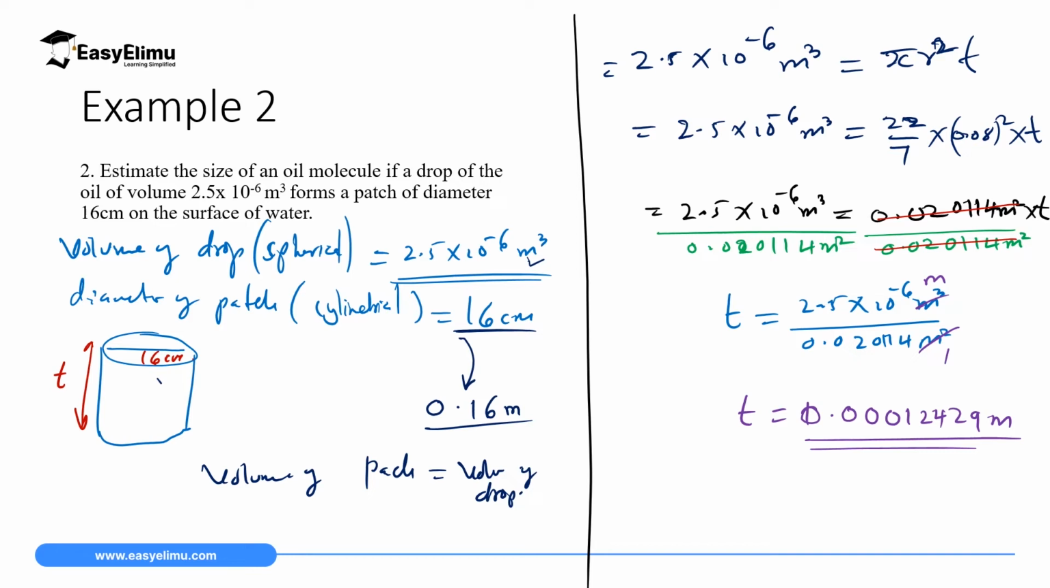If they want us to leave the answer in standard form, then we can write it as, remember in standard form you only leave one integer on the left hand side of that number. Then in this case it's going to be 1.2429 times 10 raised to power -4 meter, since we moved 1, 2, 3, 4 places to the right. Then that is how to solve that.